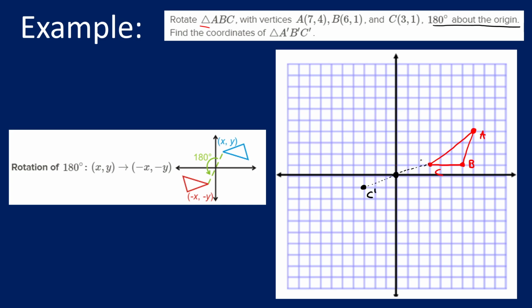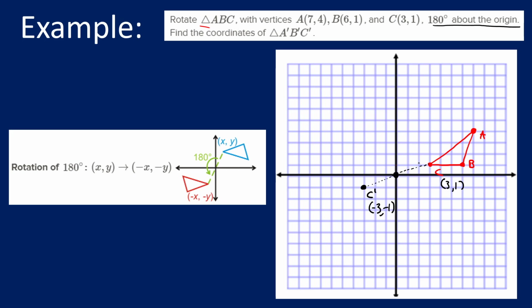Well, what did we do? We went down 1 over 3. So let's do the same thing, over 3, down 1. And we can see the coordinates of C were 3, 1. And the new coordinates, the coordinates of C prime, are going to be negative 3, negative 1. So what happened? Very simply, the coordinates switch sign.